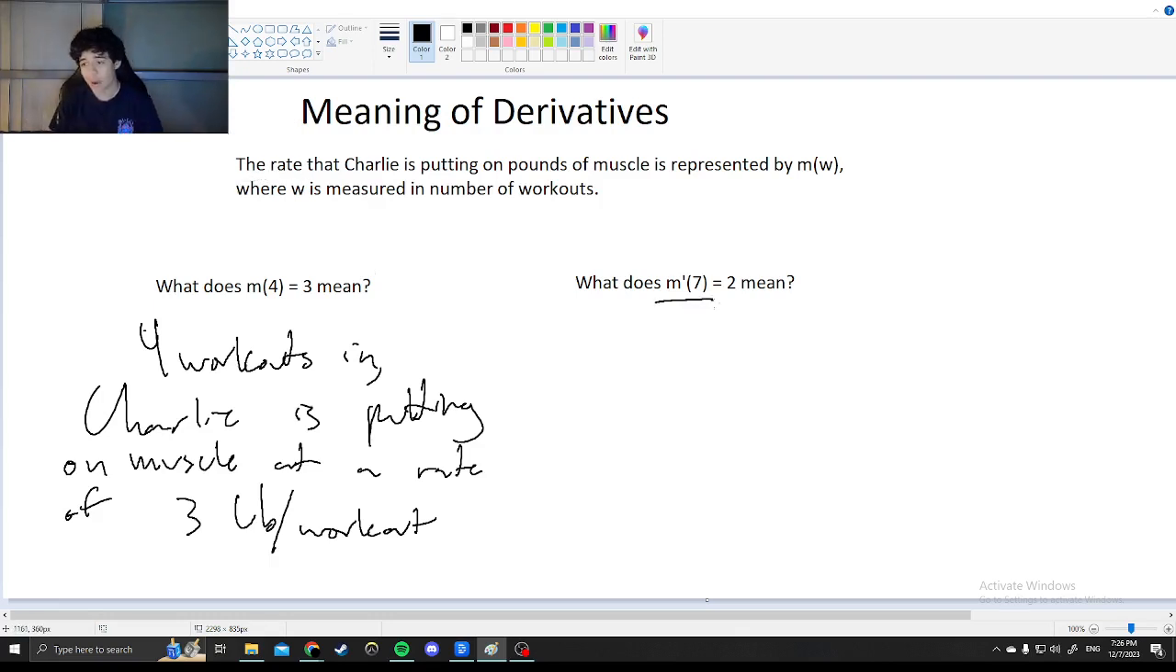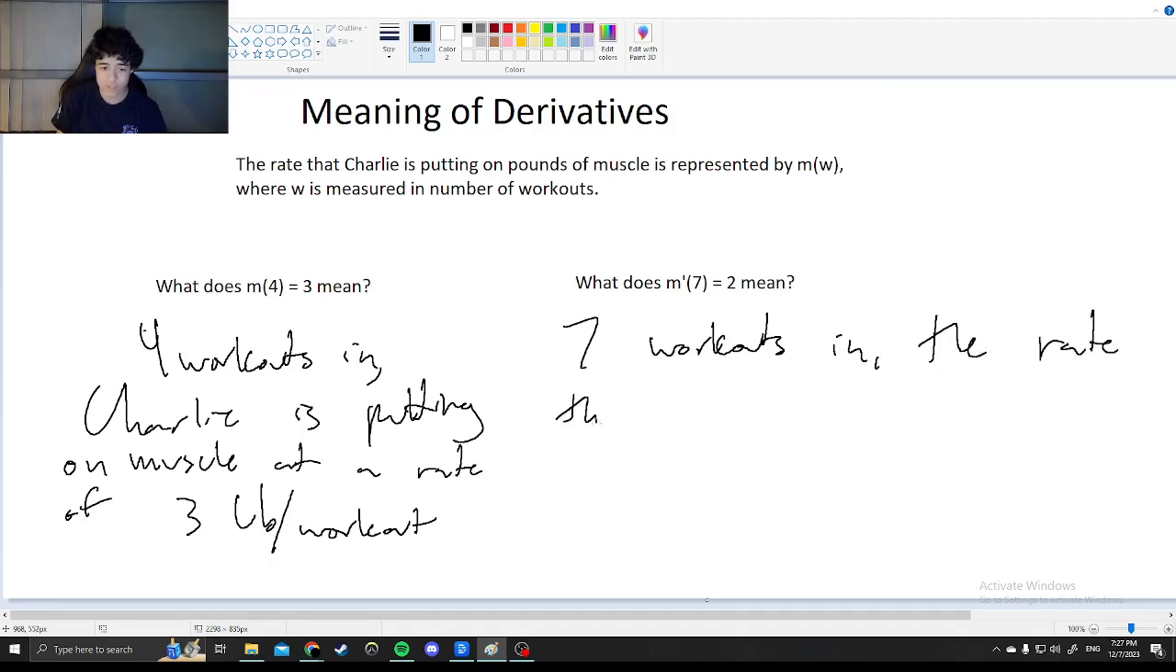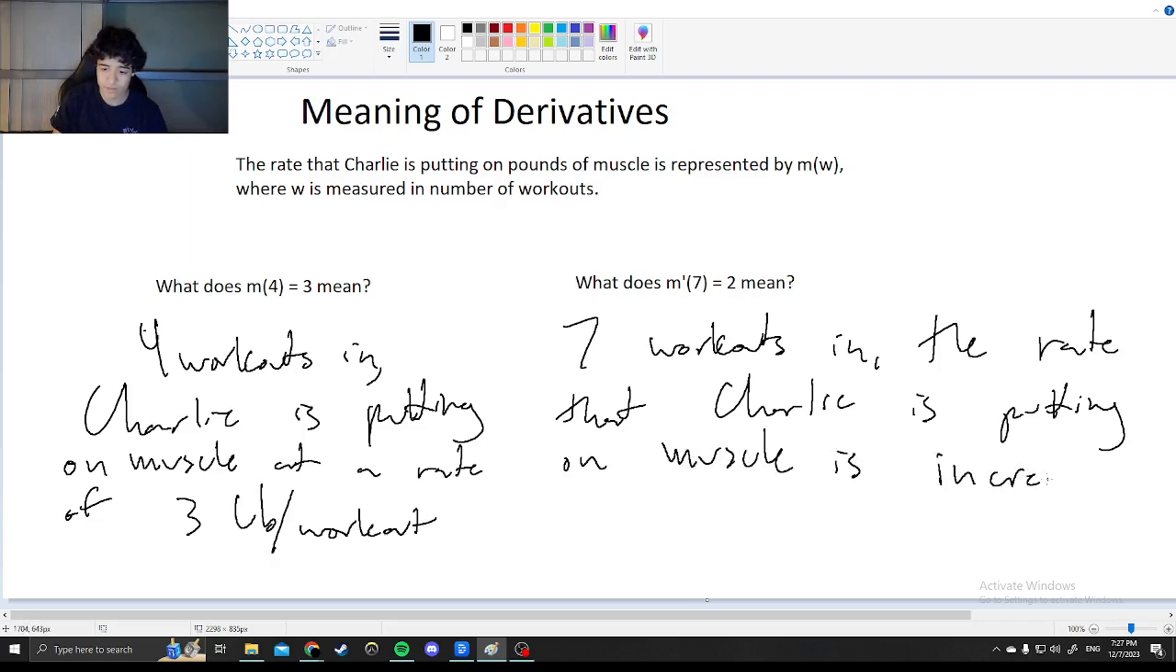Now, m prime of 7. What happens if you differentiate a function that's already the rate? Since it's m prime of 7 here, it means that 7 workouts in, the rate that Charlie is putting on muscle is increasing at a rate of 2 pounds per workout.